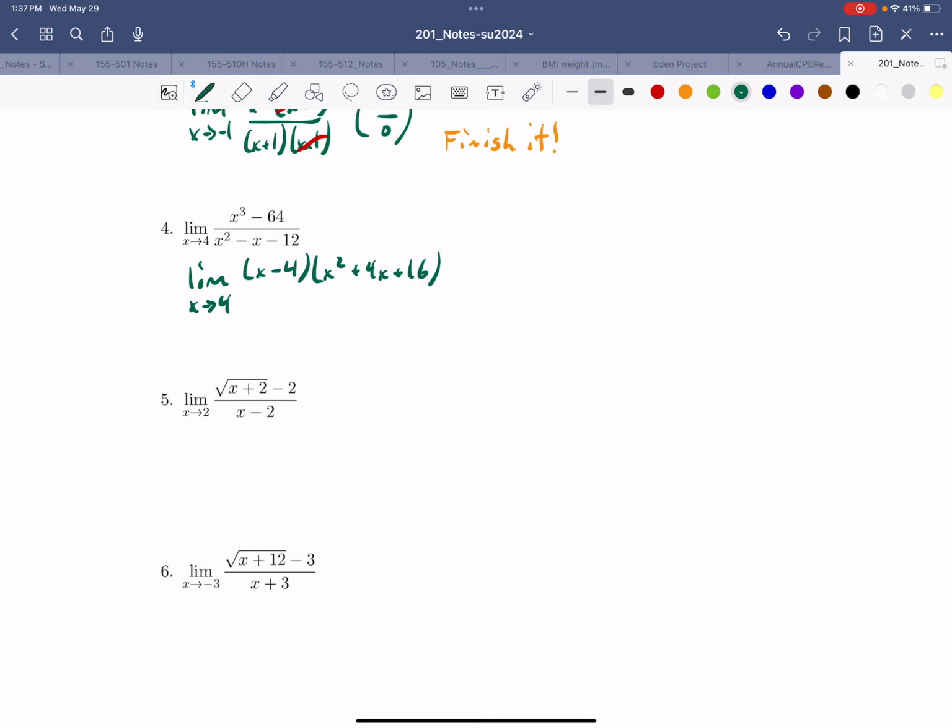You can multiply that stuff together. Believe it or not, that's how it cancels out. It's kind of nice. Anyway, on the bottom, it looks like we've got x minus 4 times, I think that's x plus 3. Right?